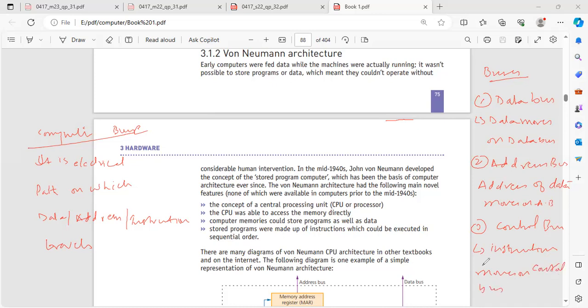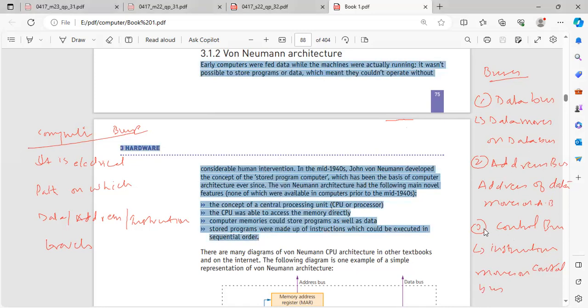Okay, now just go through this paragraph from here to here. Then I will tell you further. So John von Neumann is the person who gave the concept of this computer architecture. That is why we call it von Neumann architecture, in 1940. The first electronic computer was built on the basis of his idea.